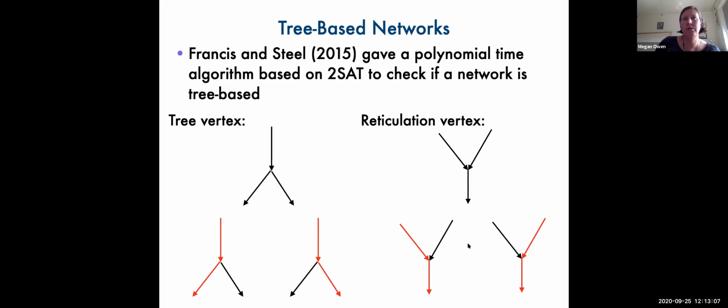So you can sort of see, I won't give exactly how they did the 2-SAT, but they're basically encoding these ideas that, for example, here I can only have one of these two. And they're able to set up an encoding of the arcs as literals and encode it as a 2-SAT problem. And so you can just check if the 2-SAT is satisfiable, which is polynomial time, to check if the network is tree-based.